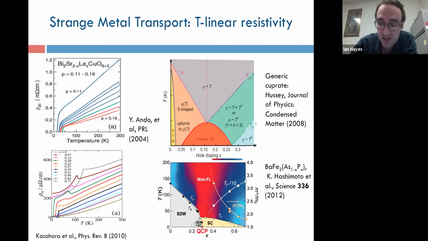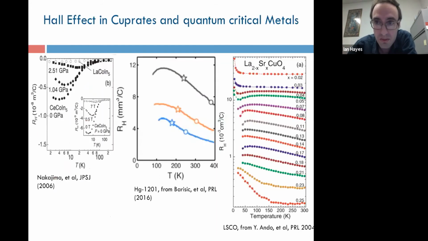So the T-linear resistivity is a famous piece of this, but there's also behavior in the Hall coefficient that is common to all these systems. Most cuprates show a strong temperature dependence, usually an enhancement, but sometimes a change in sign of the Hall coefficient that is strongest near optimal doping. And this isn't even limited to just high TC materials.